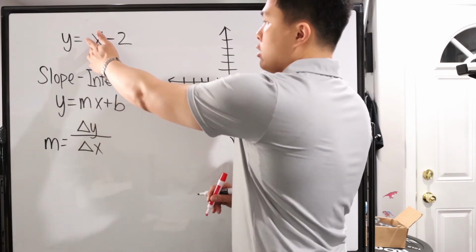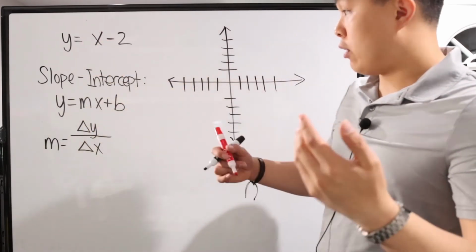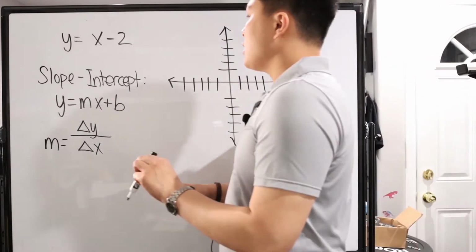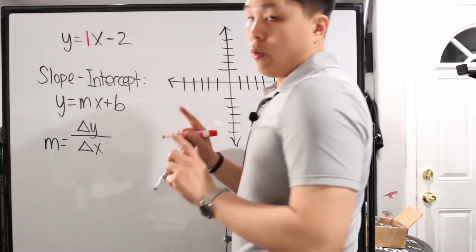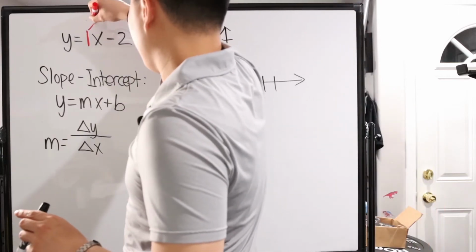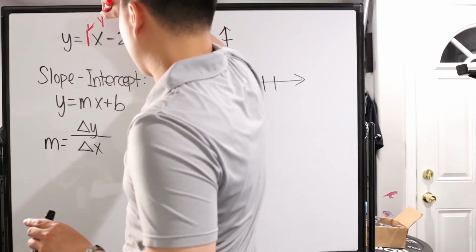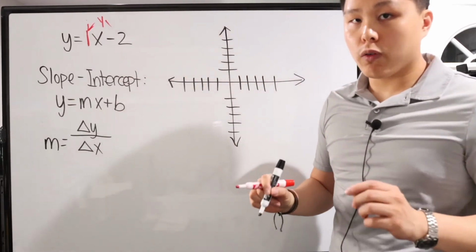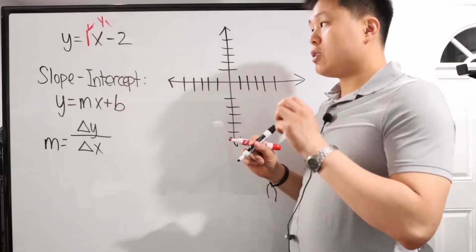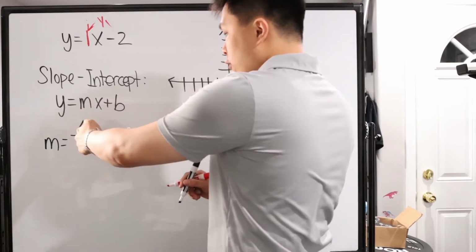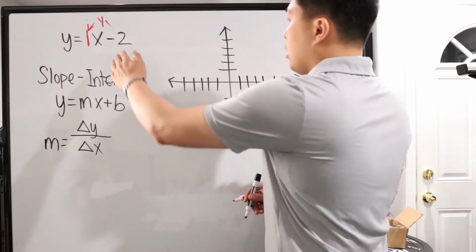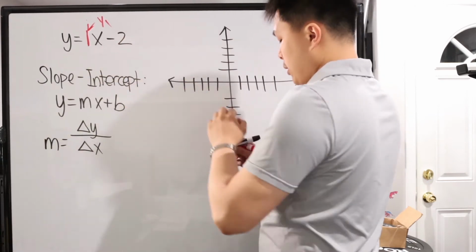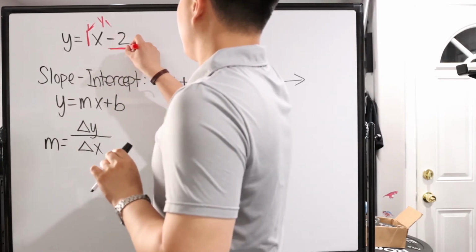But what happens in this situation where there's not a number in front of x? Well, in this case, we know that this is technically an invisible 1. What's even better is that 1, if you write it as a fraction, is just 1 over 1. So our slope is just 1 over 1. That's wonderful. That means that every time you change 1 in y, you're going to change 1 in x. Simple as that. All right, so that's our slope, and then our intercept is right here, the minus 2.